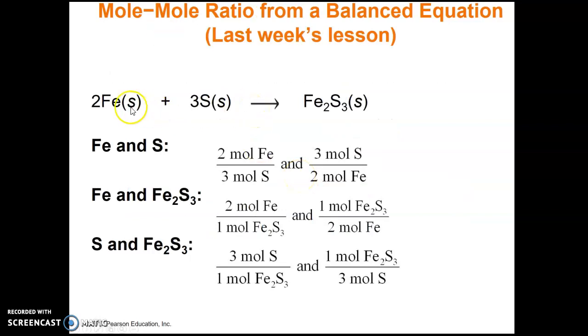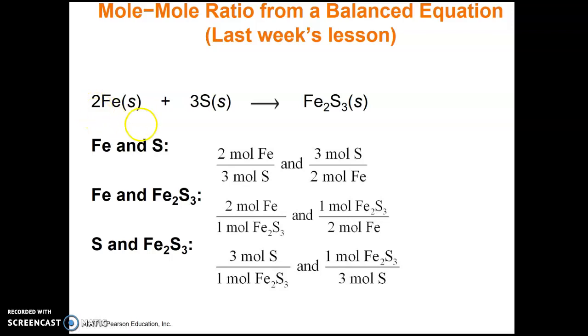So this is what you did last week. You had a balanced equation. Make sure your equation's always balanced. And then you can write mole to mole ratios. It's like a recipe. So if you had to compare moles of iron to moles of sulfur, you look at these front coefficients. The front numbers tell you how many moles are in the reaction.